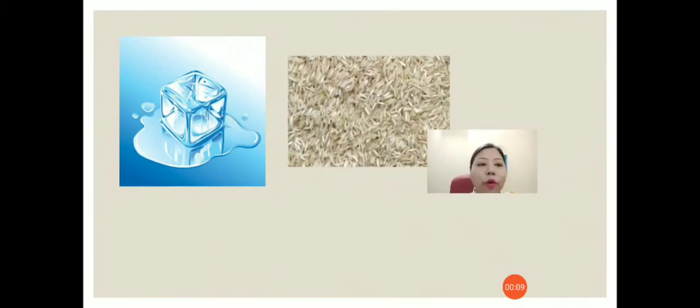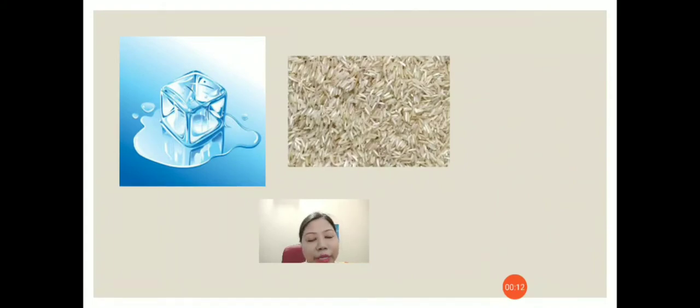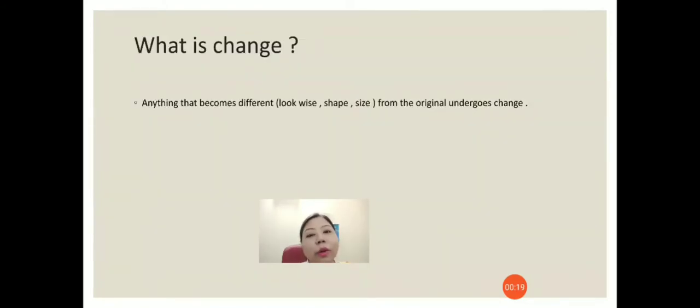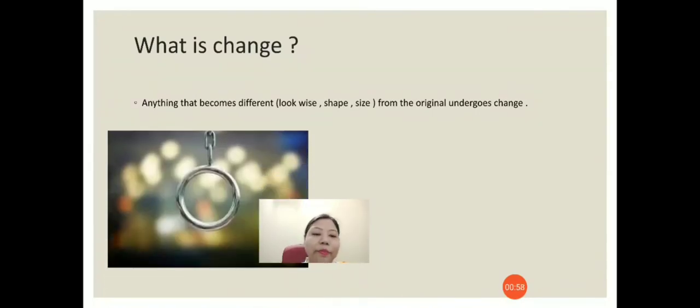Rice grain. Before cooking, the appearance or the look of rice grain is different. After cooking, the appearance changes. So now we can define what is change. Anything that becomes different from the original one undergoes change. We say that some change has taken place. The difference may be in look, appearance, size, shape, state. It can be different in any way. But if anything different has happened and it does not remain same as the original one, we say that change has taken place.